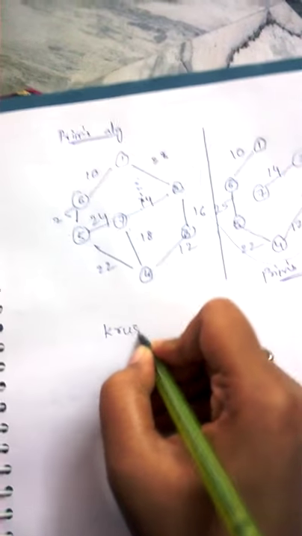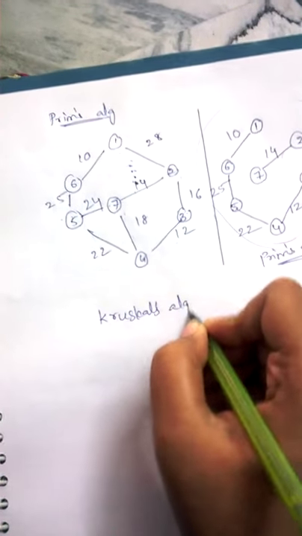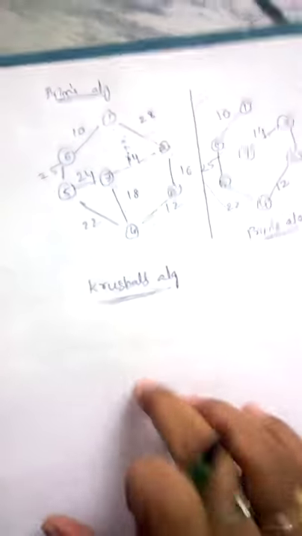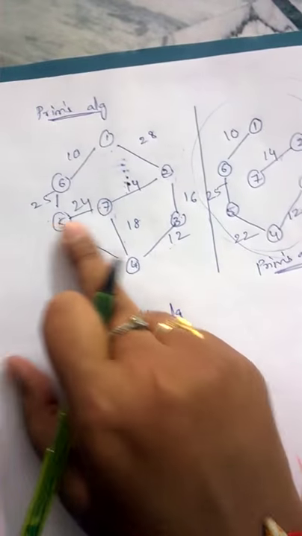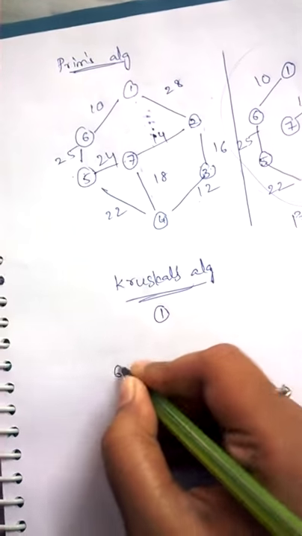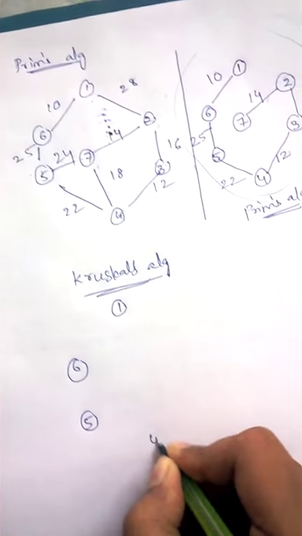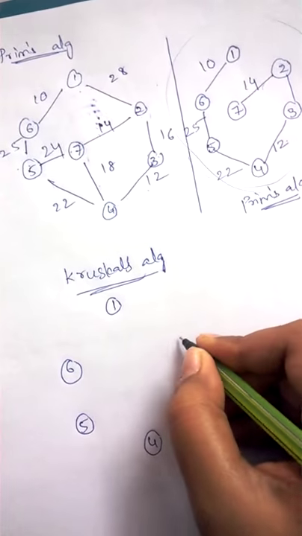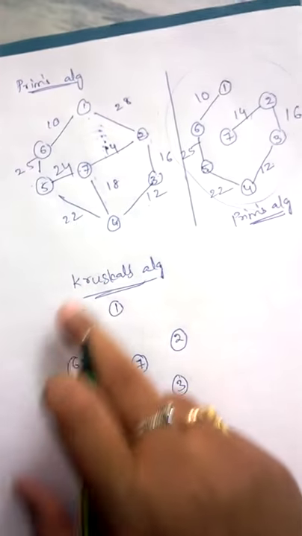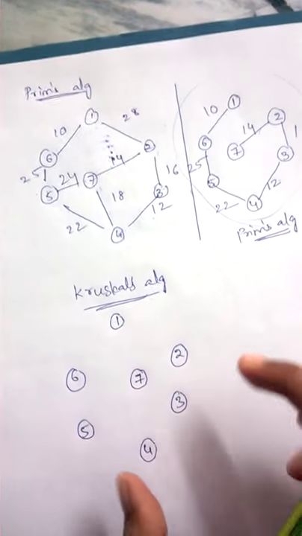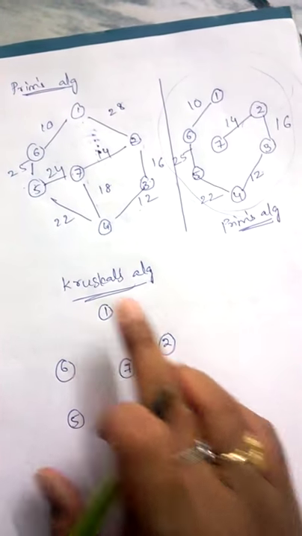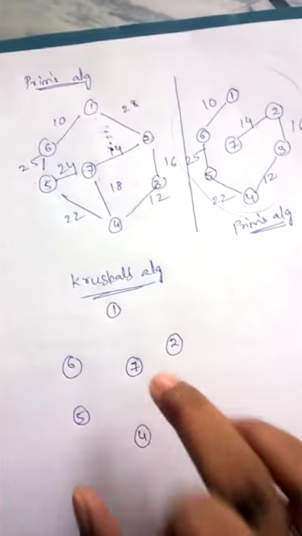Now let's see Kruskal's algorithm, with the same question, and I will show how to solve this very easily. First I am noting all the points in the same format, considering the question. I am just drawing all the vertices and all the edges without joining them.